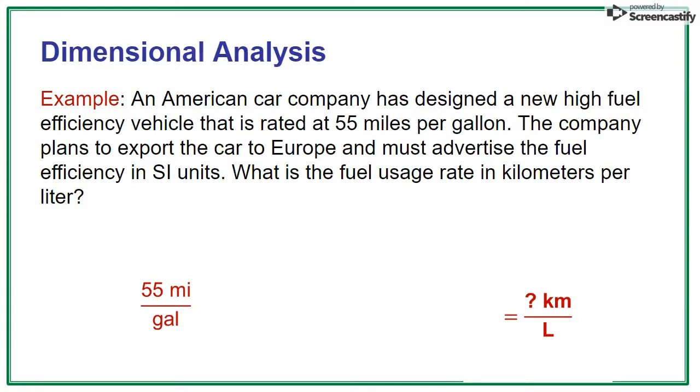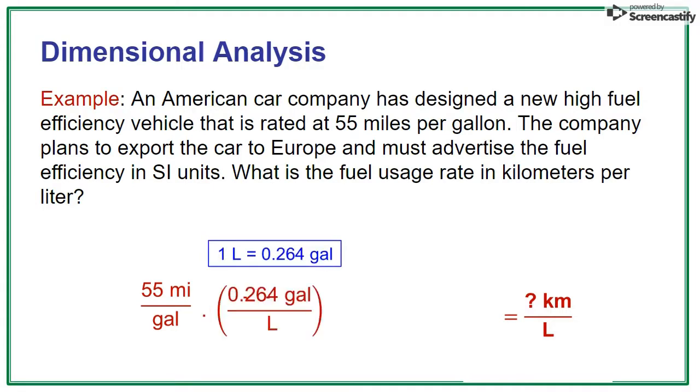Now decide what conversion factors are needed to convert the given information into the desired units. In this case, since gallons and liters are both volume measurements, we can convert between the two. An equation that represents the equivalency of gallons and liters is 1 liter equals 0.264 gallons. Since the gallons unit is in the denominator of the given quantity and we want gallons to cancel, we will place gallons in the numerator of the conversion factor. Gallons will cancel and leave liters in the denominator, which is what we need in the result.